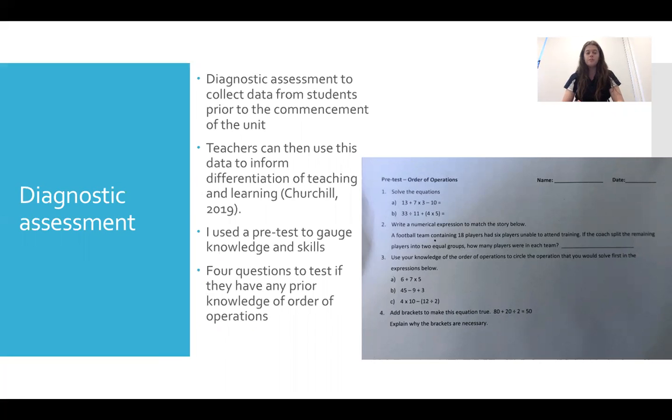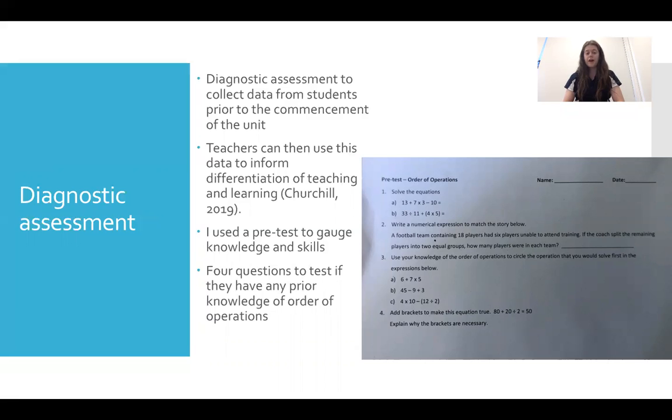I started the unit by posing a formative assessment to the students. I created a worksheet and handed it out for the students to complete prior to any teaching. The pretest required students to solve 2 equations, write a numerical expression derived from a word problem, circle which part of 3 different equations they would solve first, add in brackets to make an equation true, and then write a short explanation of why they added these brackets in, where they did.